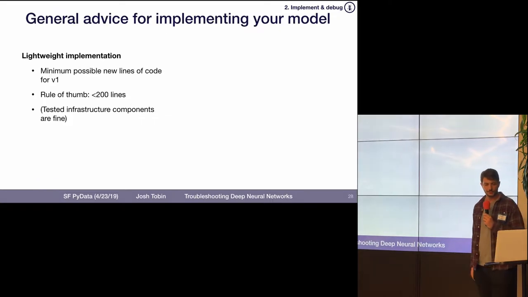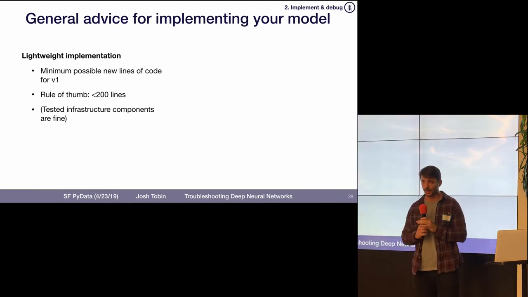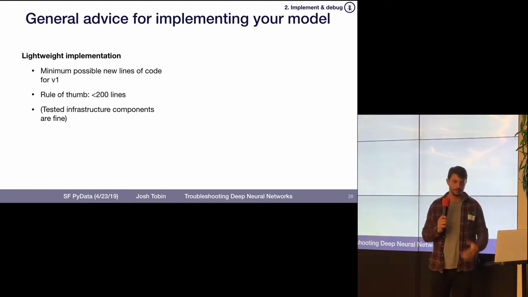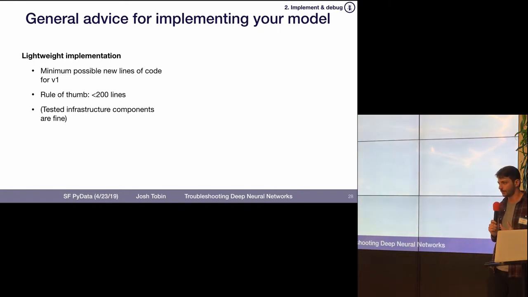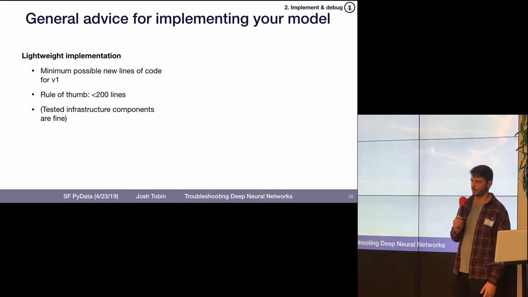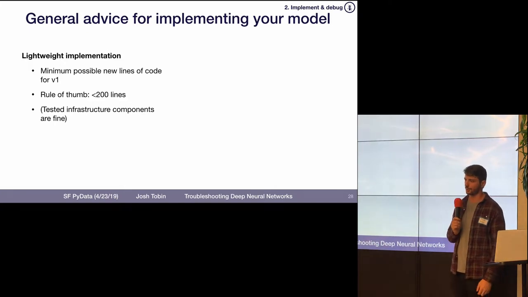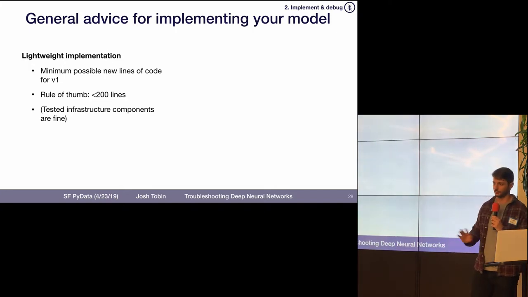A couple of pieces of general advice for implementing your model. The first is I always recommend that people start with a very lightweight implementation. My rule of thumb is less than 200 lines of code when I'm trying a new machine learning idea, and actually, I usually shoot for under 100. This doesn't count TensorFlow, which has many thousands of lines of code. It's okay to use those.